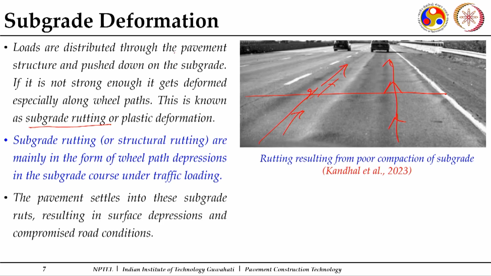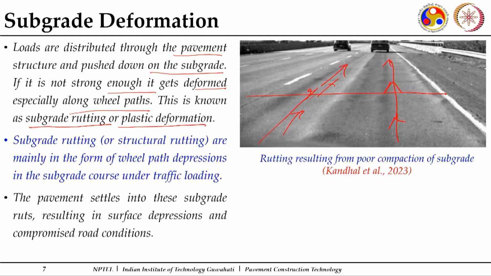So, loads are distributed through the pavement structure. We have seen that as it goes down, it gets distributed over a wider area and is pushed down on the subgrade. Finally, it comes to the subgrade, because that is your foundation layer. Like we have a foundation for any building, the subgrade is the foundation for a pavement. If it is not strong enough, it gets deformed, especially along the wheel paths, because maximum stresses occur there, with wheels coming repeatedly over the same channelized path. So, this is known as subgrade rutting or a plastic deformation. Subgrade rutting or structural rutting, and this we call a structural failure.